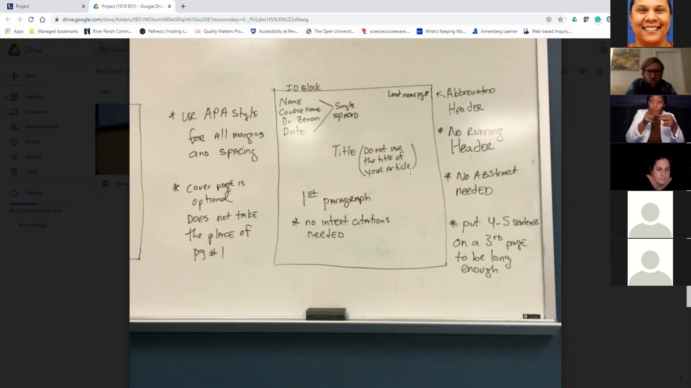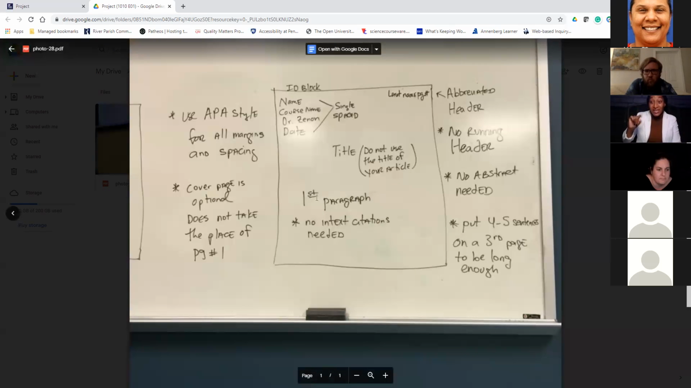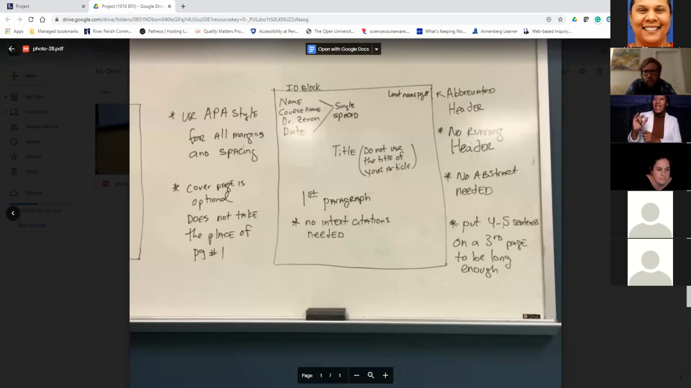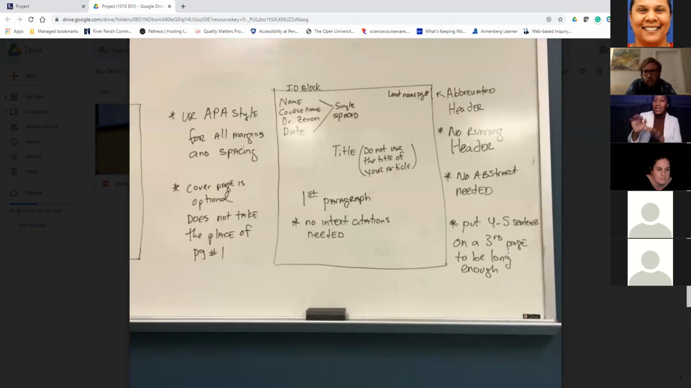The title of the article belongs to the author who wrote it. Make up your own title for your summary of the article. And then your first paragraph, you skip appropriately and you start your first paragraph. I gave you the first sentence. You're not using any in-text citations because you're only summarizing that one article. I told you how to properly quote, okay? And then put 4 to 5 sentences on a third page so that you meet the length requirement.